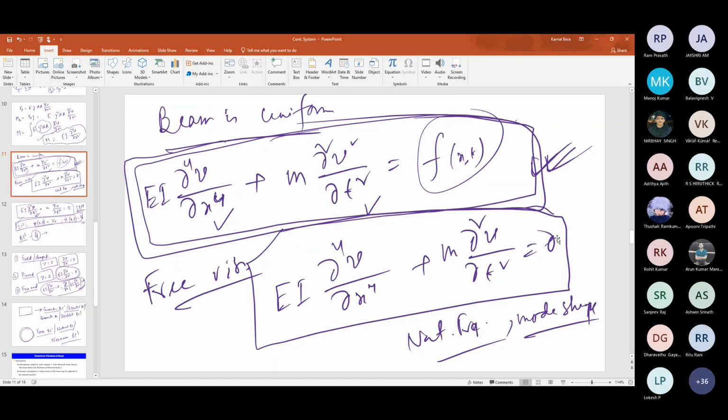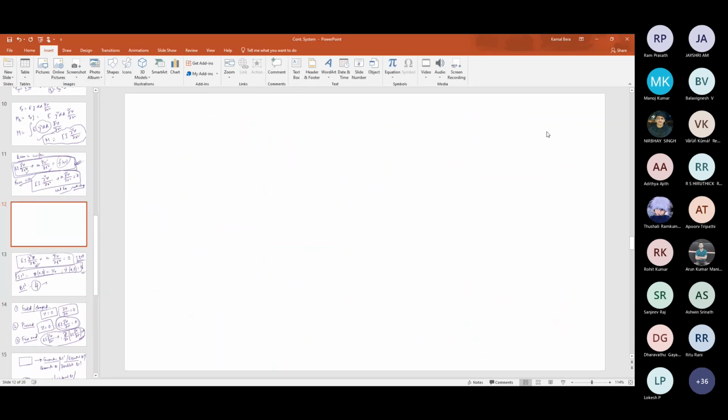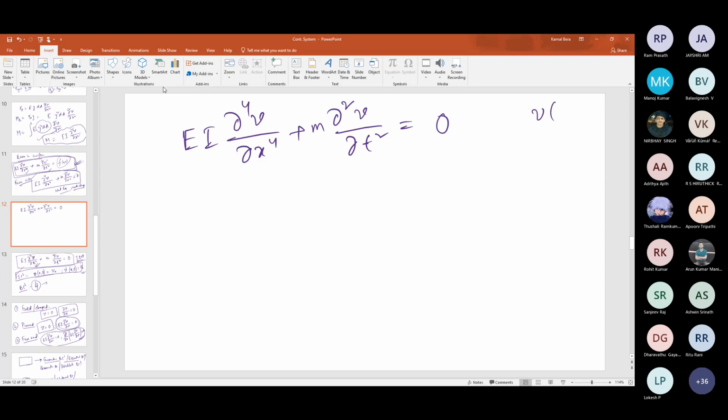Now we will start with this equation, that is the free vibration equation. For a uniform beam, EI del 4 v by del x 4 plus m del 2 v by del t2 is equal to 0. So here you see v is a function of x and t.